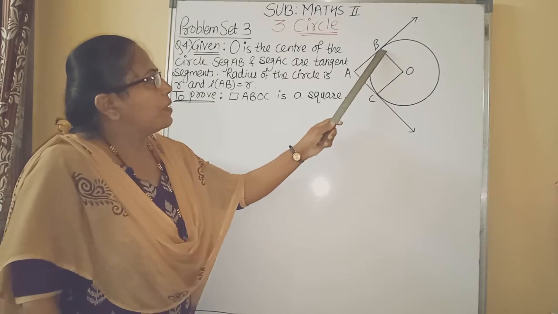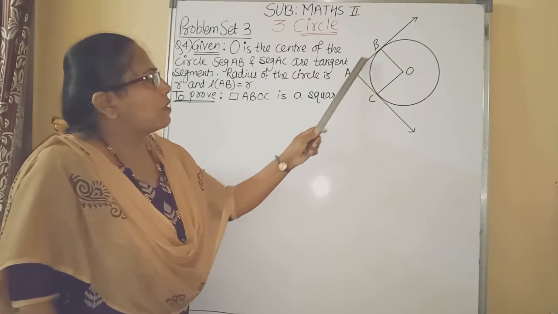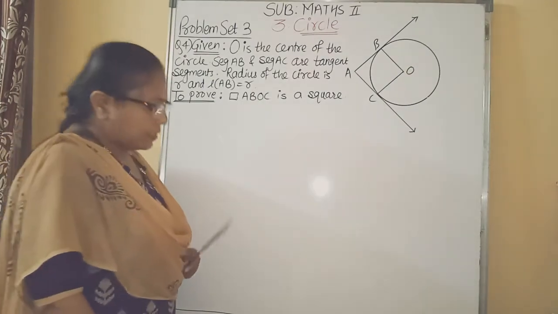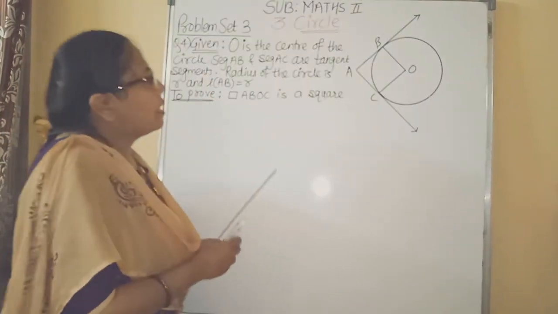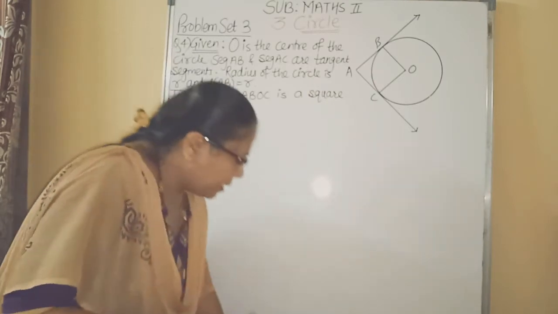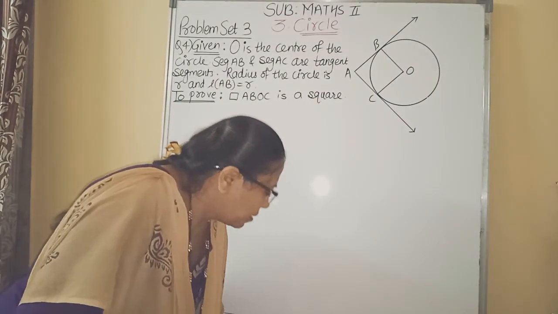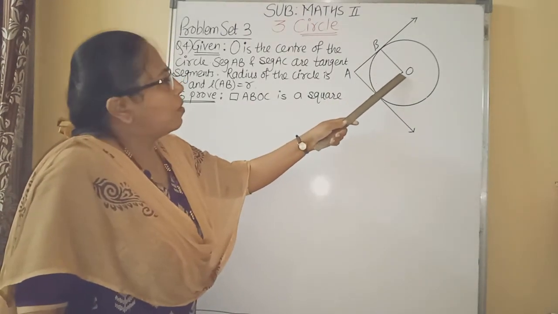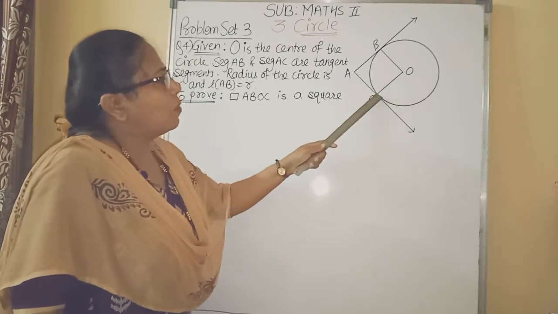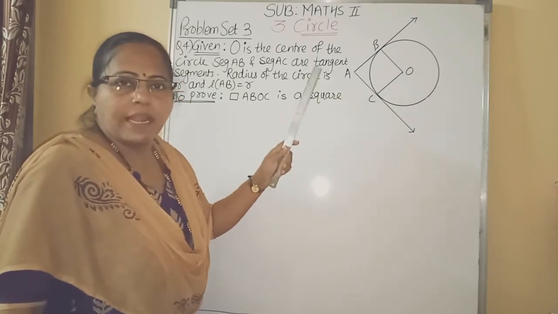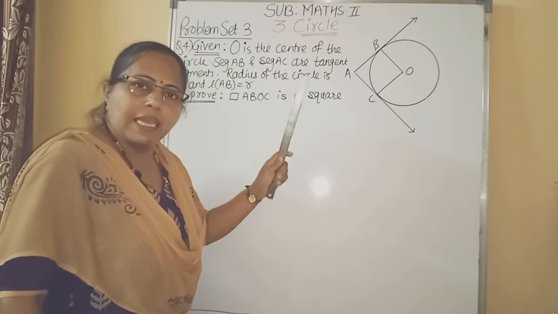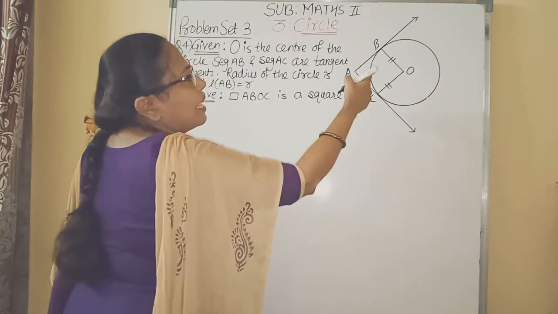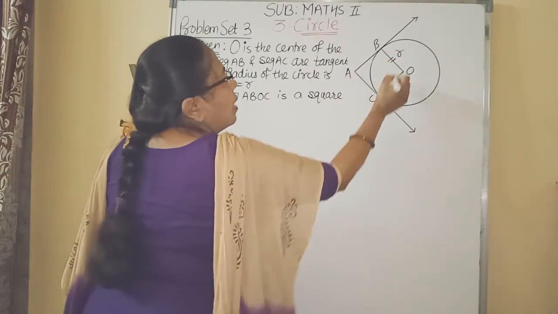Quadrilateral ABOC, this quadrilateral is a square. Okay. Now students, here the radius of the circle is given R. So in this figure, which segments are the radius? OB and OC. And as we know that radii of the same circle are always equal. So OB is equal to OC. These are radii of the circle which is given R.